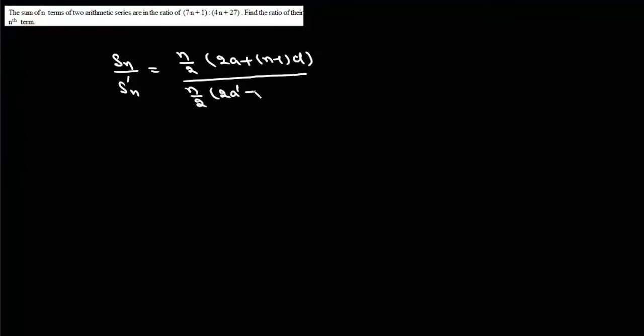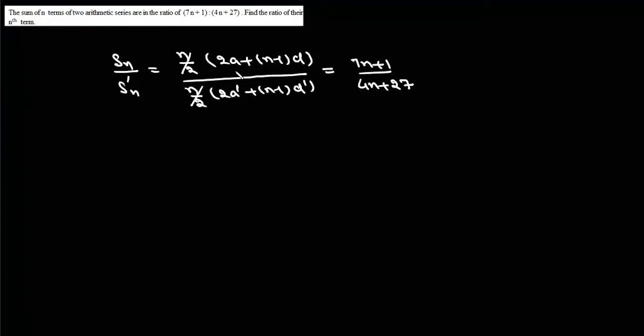Now we are given the ratio of their sum of n terms. So let it be Sn and S dash n. The sum of n terms for the first series will be n by 2 into (2a plus (n minus 1) into d), and for the second series it will be n by 2 into (2a dash plus (n minus 1) into d dash), and it is equal to (7n plus 1) upon (4n plus 27). Now this n by 2 will cancel.